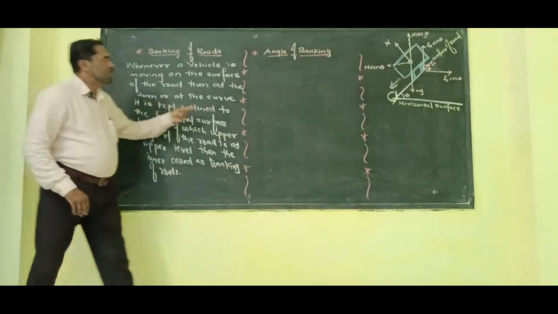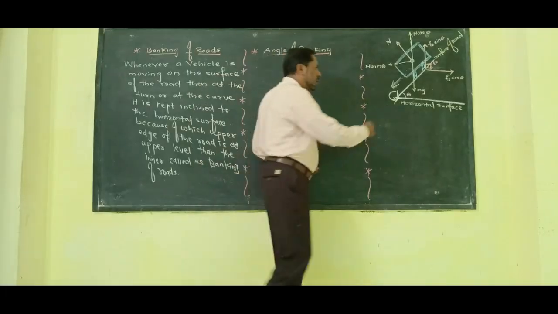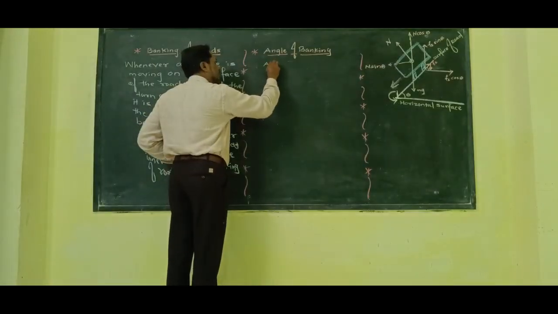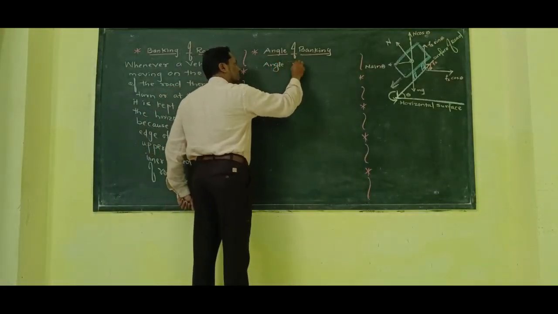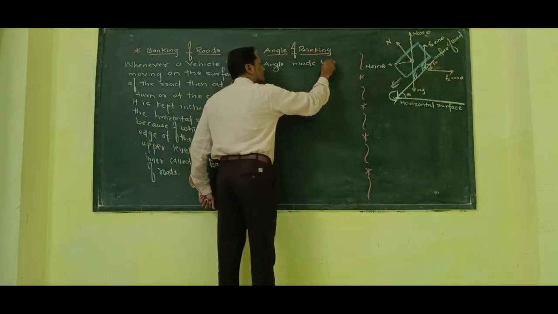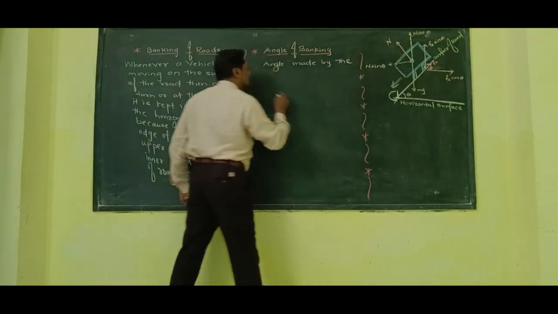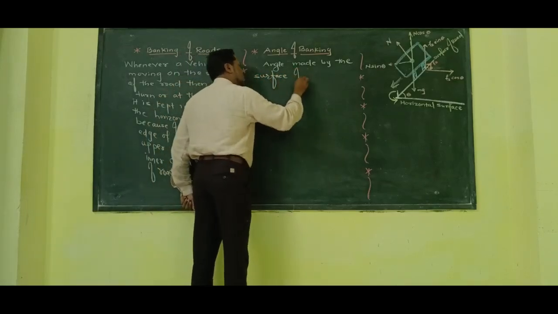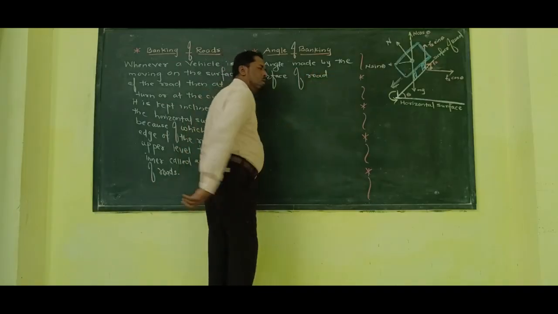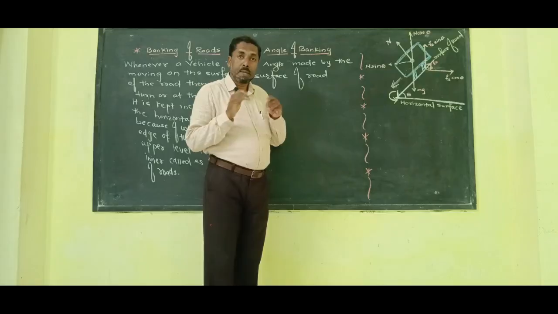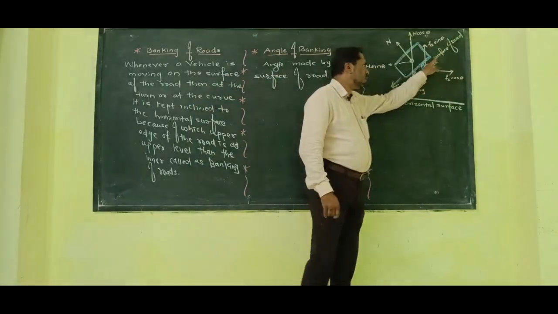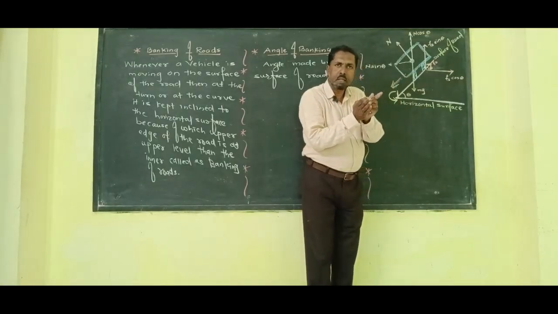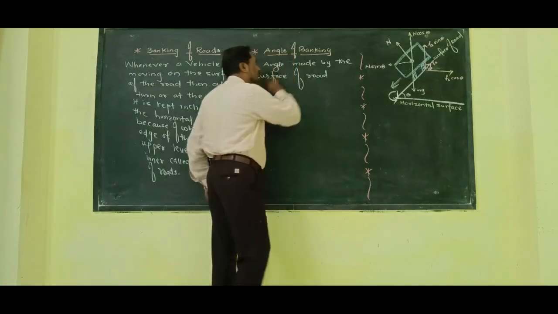Next point, what do we understand by the term angle of banking? In the figure, theta is the angle. What is angle of banking? The angle made by the surface of the road. Which roads are making the angle? We have two roads, one is the surface of the road, another is the horizontal surface. Both these are making the angle. That angle is called the angle of banking.